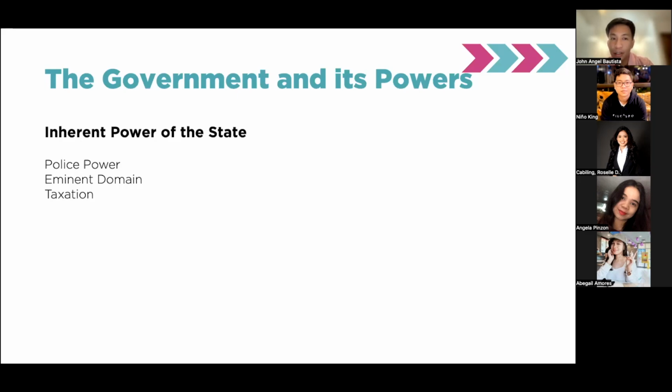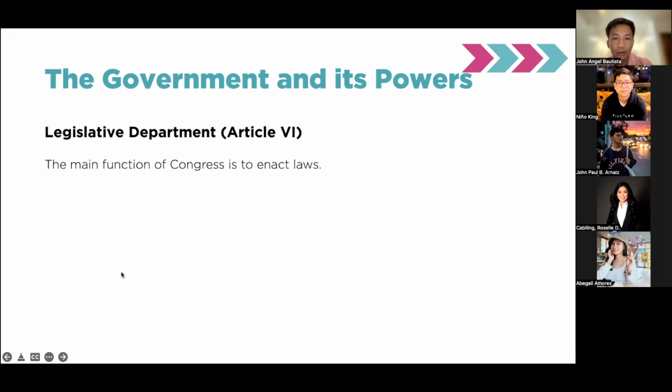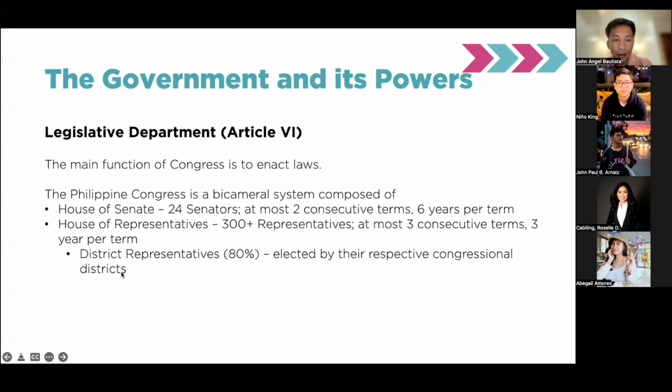So, am I clear so far? Malinaw ba yung reception ko? Kasi sabi niya dito unstable yung internet. Yes po, attorney. Hopefully magtuloy-tuloy na siya, no? All right.